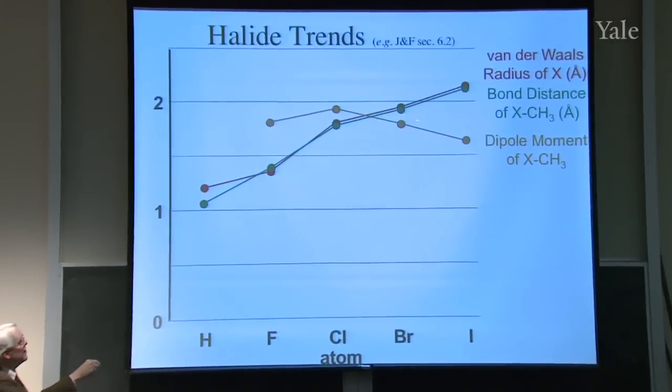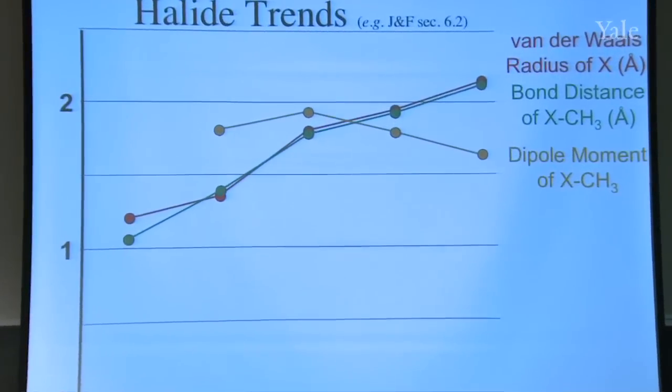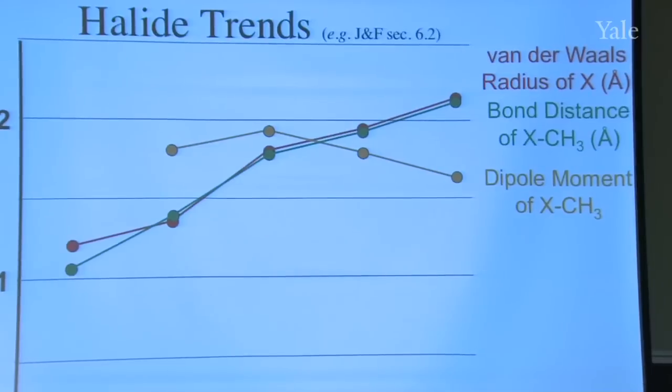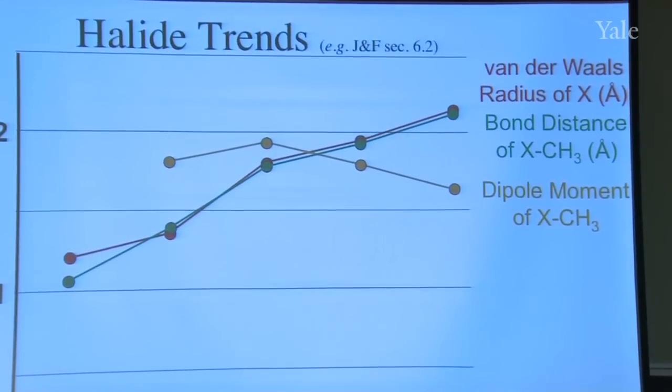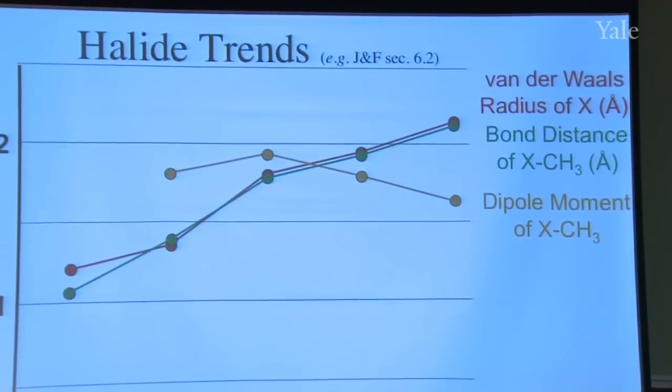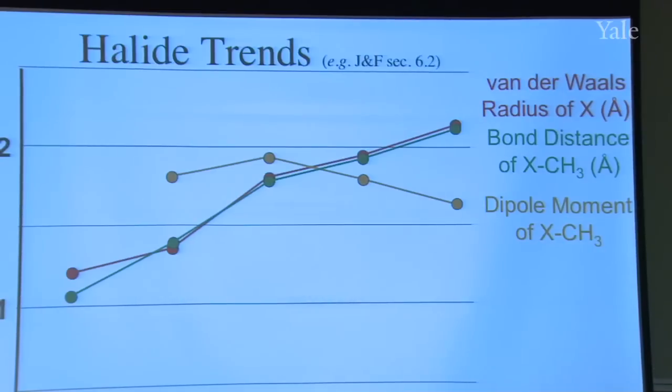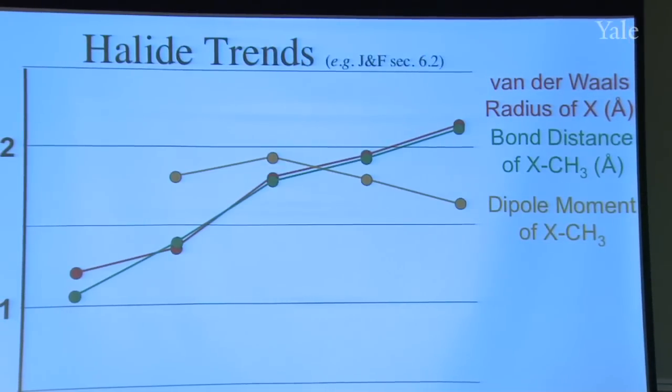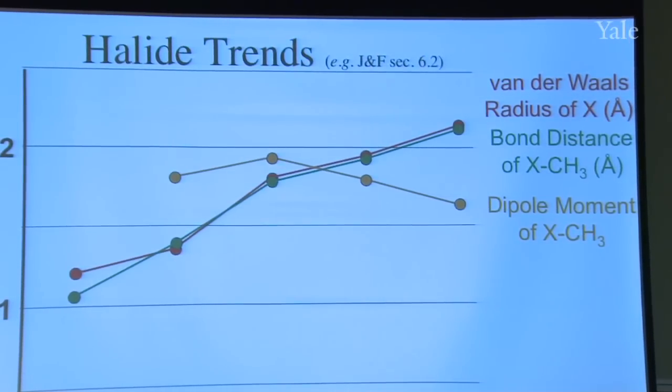What's special about this one, about the orange one? It goes opposite way, it goes down. It goes up and down. It's not monotonic. What do you learn when you see trends that are not monotonic? There must be two things going on. So what's the other thing?